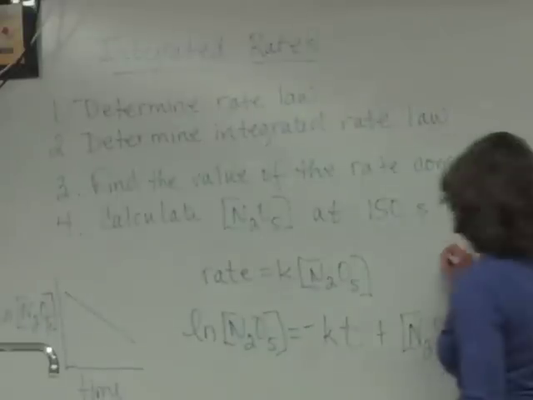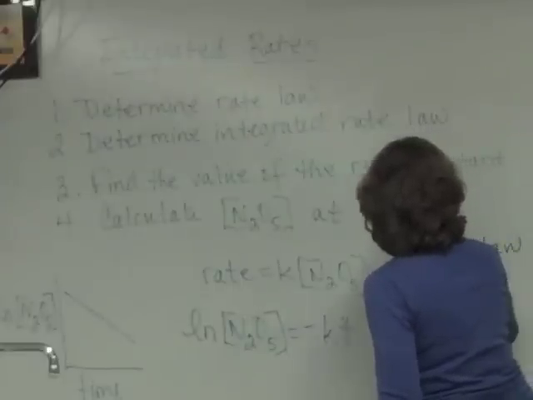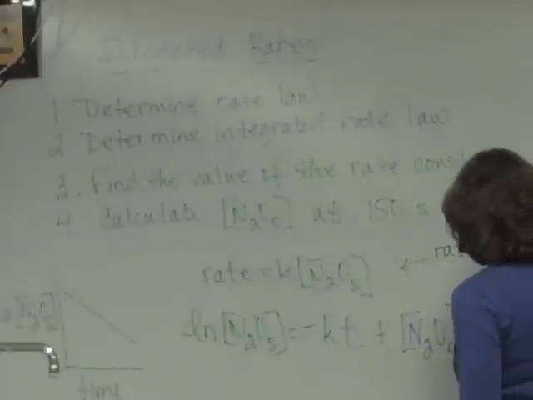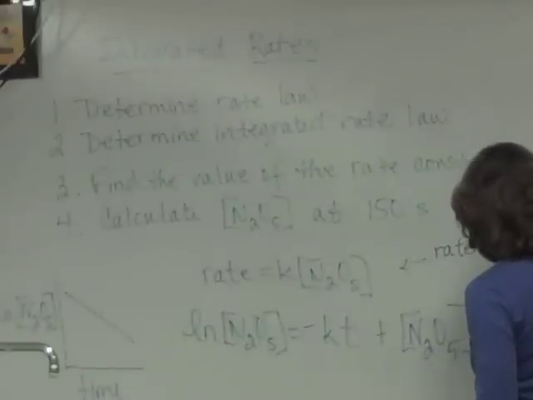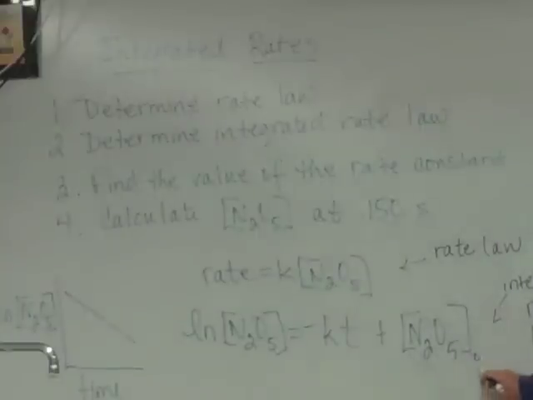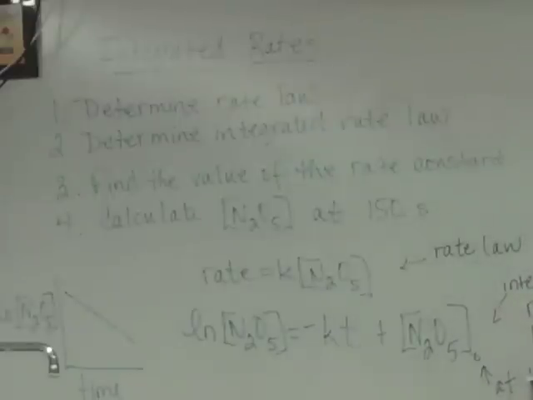Notice, I'm going to write this down. This is the rate law. This is the integrated rate law. What does this little 0 mean? This means at t equals 0, time equals 0.